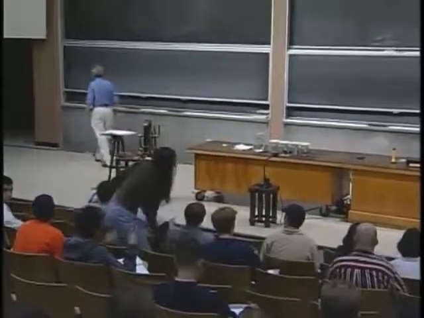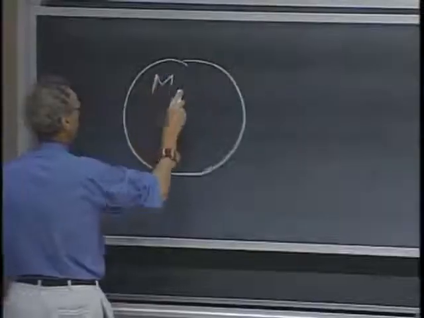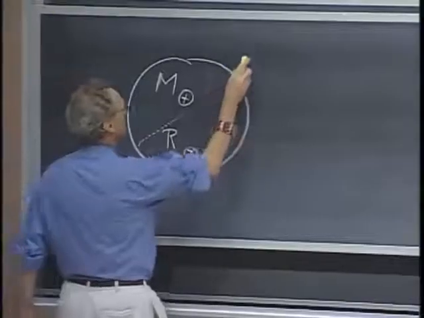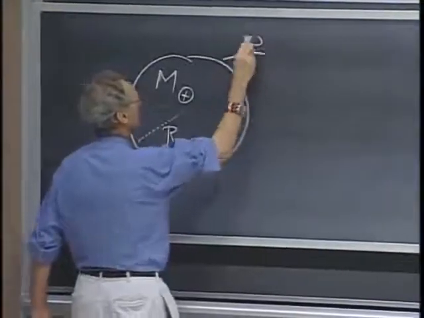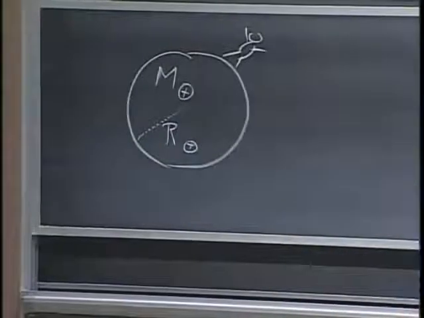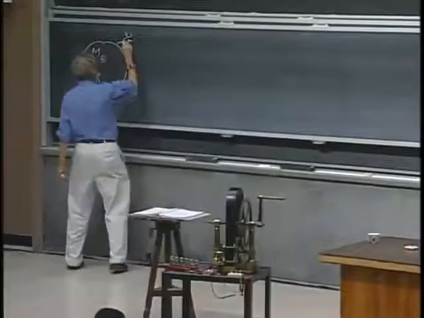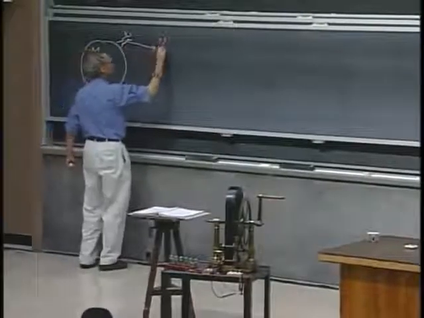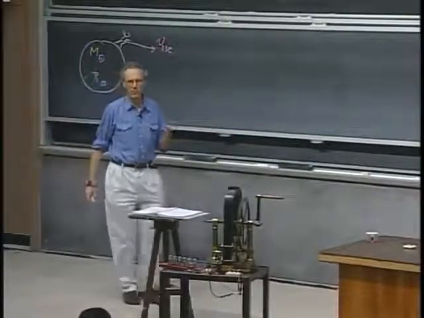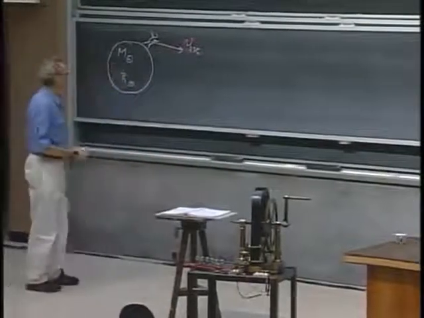If you are standing somewhere on Earth, this is the Earth, mass of the Earth, radius of the Earth, and you're here, and let's assume for simplicity that there's no atmosphere that could interfere with us, and I want to give you one huge kick, an enormous speed, so that you never ever come back to Earth, that you escape the gravitational attraction of the Earth. What should that speed be?